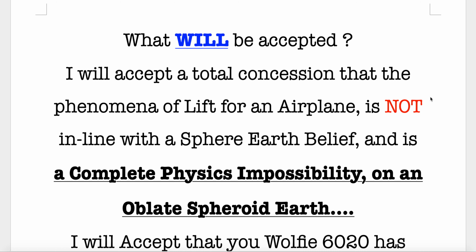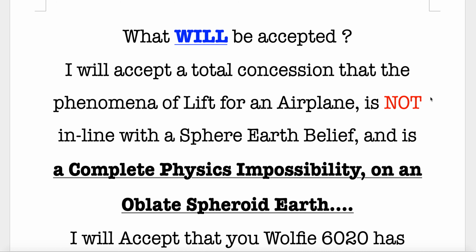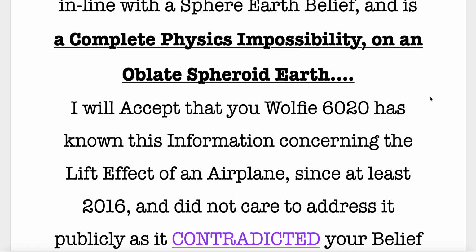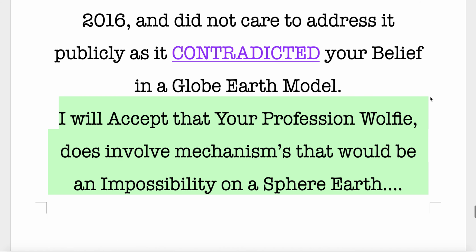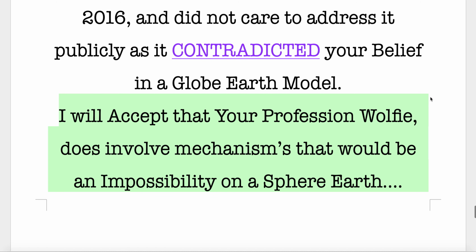What will be accepted: I will accept a total concession that the phenomena of lift for an airplane is not in line with a sphere-Earth belief and is a complete physics impossibility on an oblate spheroid Earth. I will accept that you, Wolfie 6020, have known this information concerning the lift effect of an airplane since at least 2016 and did not care to address it publicly as it contradicted your belief in a globe Earth model. I will accept that your profession, Wolfie, does involve mechanisms that would be an impossibility on a sphere Earth.